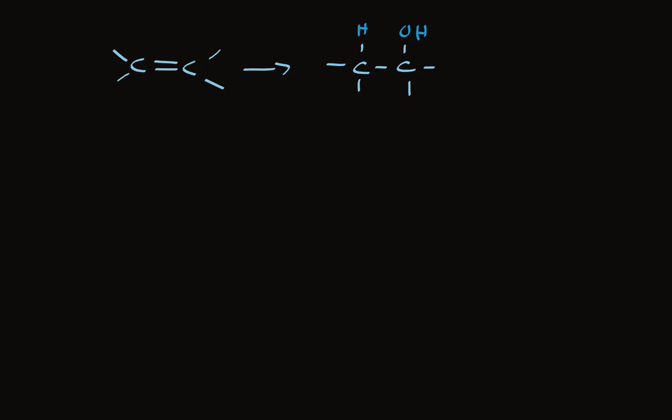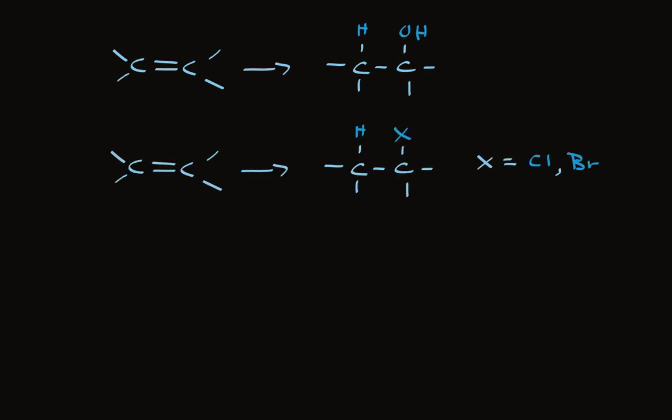It's possible to add water to that alkene double bond. A hydrogen adds to one carbon and hydroxyl to the adjacent carbon. In fact, there are actually three methods for doing this that we'll talk about. It's possible to add hydrogen halide when the halide is chlorine or bromine. Again, hydrogen adds to one carbon. The halide adds to the adjacent carbon.